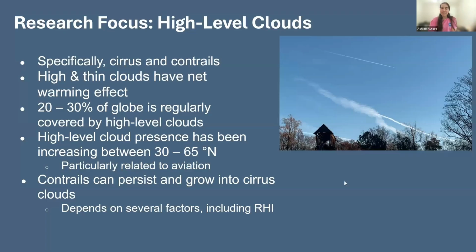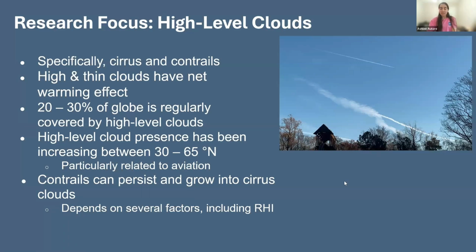Now, we chose to focus on high-level clouds specifically with their relationship to the eclipse. We especially looked at cirrus and contrails. High and thin clouds, if you didn't know, have a net warming effect on the atmosphere compared to the low-level cloud counterparts, which are more of a cooling effect on the atmosphere. And since 20 to 30% of the globe is regularly covered by high-level clouds, it's especially important for us to fully understand how and when they form, and if any of it's within our control.